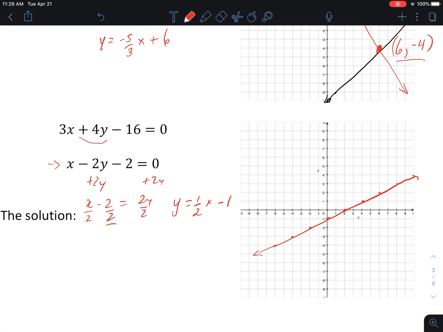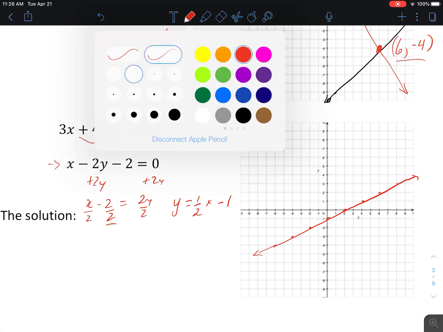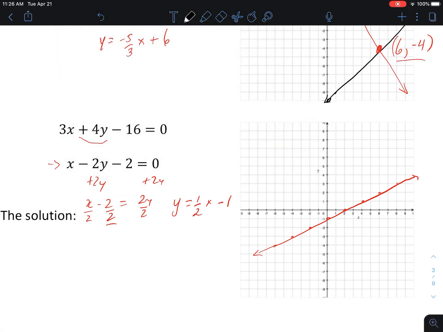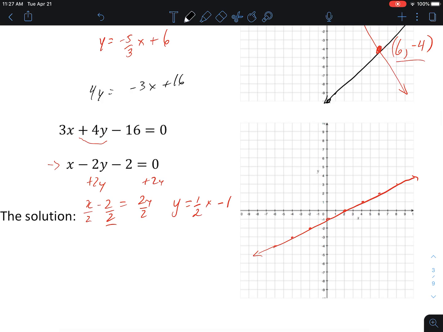There you have it. There's our first one. And the second one, notice here that my y value is positive. I'm going to leave it where it is, and I'm going to move the x and the 16 to the other side. So I'm going to go minus 3x plus 16. That's going to give me 4y on its own, and then I'm going to have minus 3x plus 16 on that side.